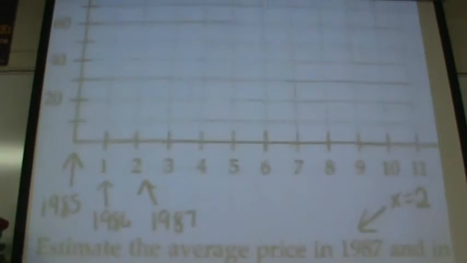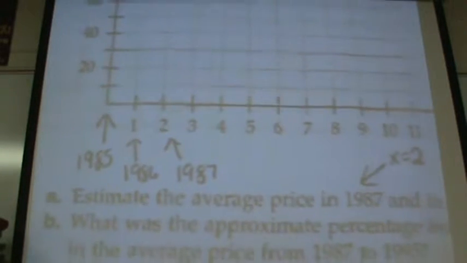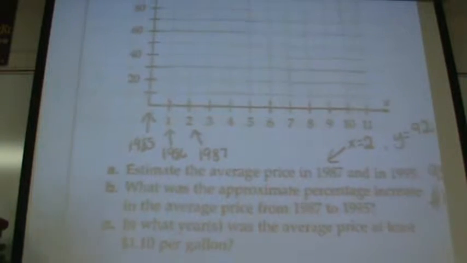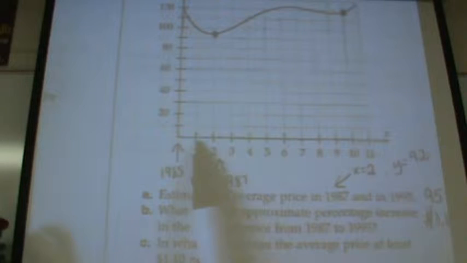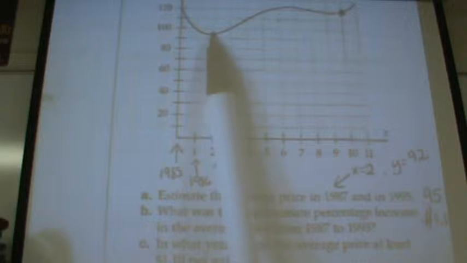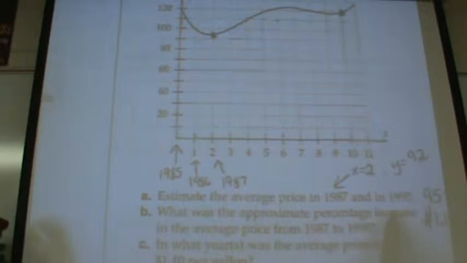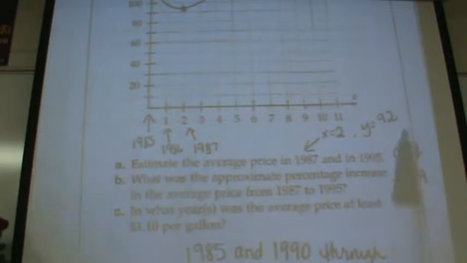Number 9, it says estimate the average price in 1987. We have to read this problem very carefully and know that the year 1985 is 0. So this is the year 1986, 87. Well, they want to know what is the average price in 1987. So you're going to look here, and I would read that as about 95 cents. And then for 1995, it's about $1.19.